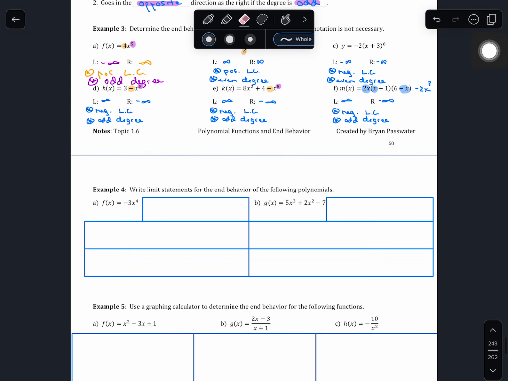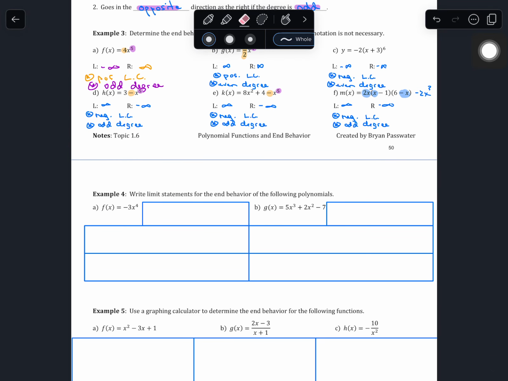Now, doing the same thing with A and B, go ahead and pause the video, but this time, write the limit statements. So write your left end behavior limit statement and your right end. So you're doing the exact same thing that we just did here up above, but now you're writing this as the limit as x approaches negative infinity of h of x is equal to, and limit as x approaches positive infinity of h of x would equal negative infinity. Go ahead and pause and give those two a try.